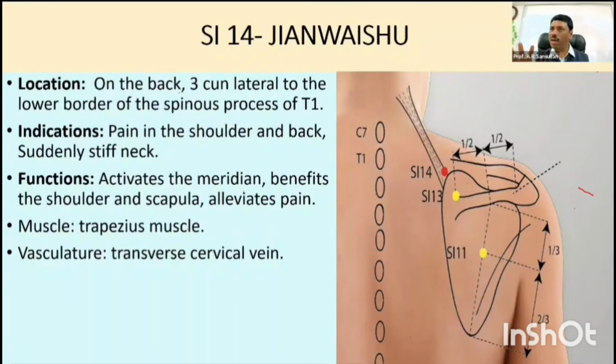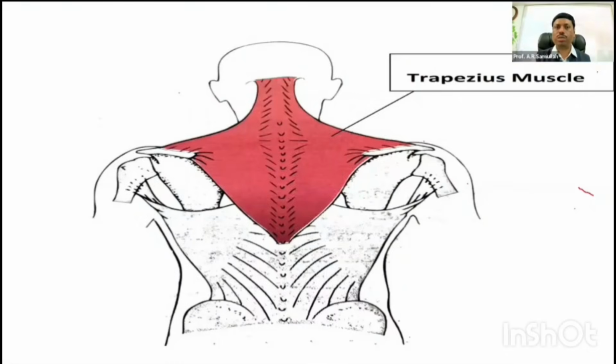So now SI14, Jian Wai Shu. The point is located 3 chun lateral to the spinal cord, at the lower border of the spinous process of the first thoracic vertebra, because the UB meridian starts from the second thoracic vertebra, not the first thoracic vertebra. That's the reason SI14 is on the first thoracic vertebra. This is also a good point to treat shoulder related issues.